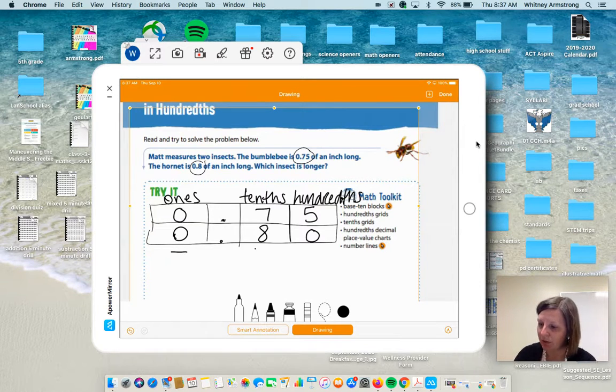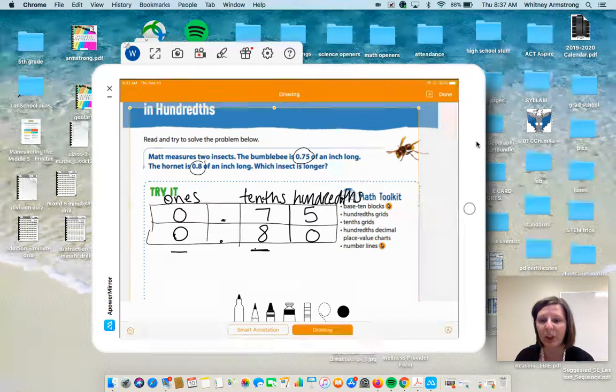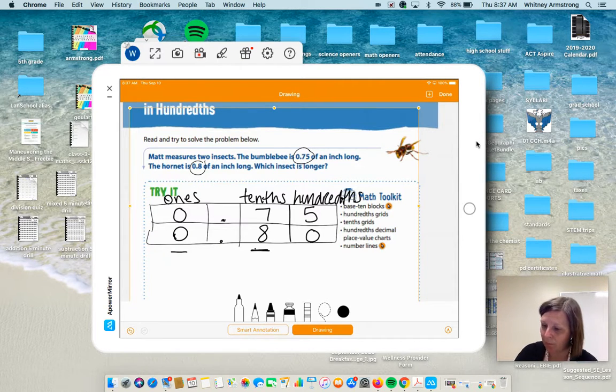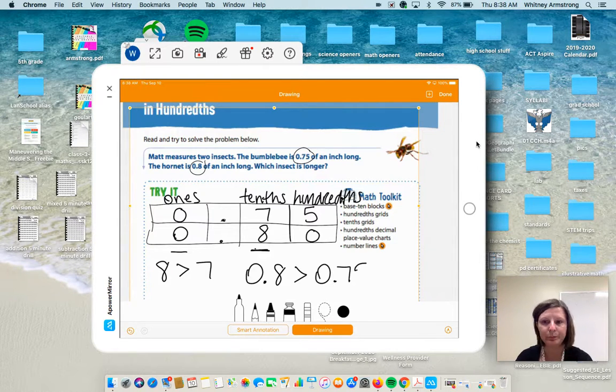So then I'm going to move over and look at my tenths place. So I'm looking at 7 and 8. Well, I know that 8 is greater than 7, when I'm talking about just the regular number. So since I know that already, I can go ahead and say that 0.8 is greater than 0.75. So I know that the hornet that Matt measured was longer than the bumblebee that he measured, because remember, this was the hornet and this was the bee.